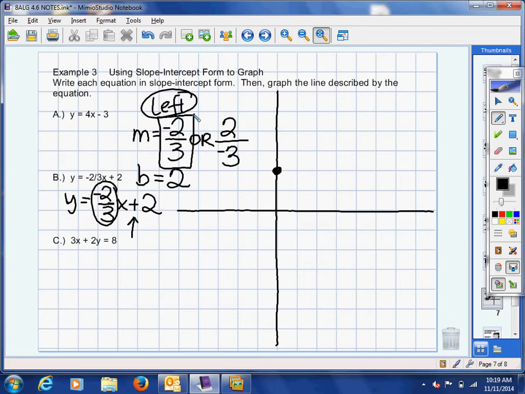Down 2, right 3. And mark it. Oh, that looks great. You can also go up 2, left 3.